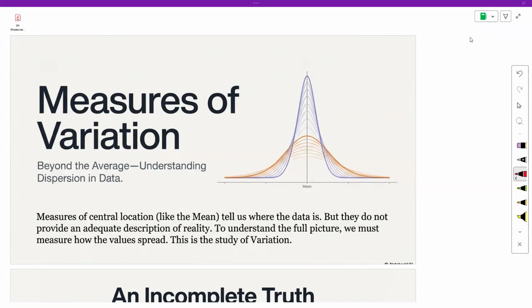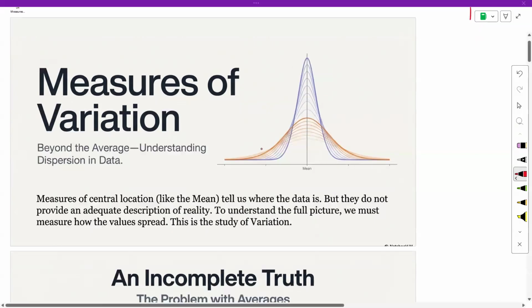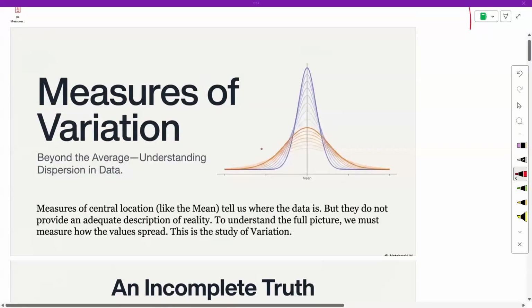In the last class, we had discussed mean, median, mode, and fractiles, and so on. Now, we are going to discuss some of the variations: how far an observation deviates from its central value, its mean. Right. So that is a measure of variation. Beyond the average, understanding the dispersion in the data, right?